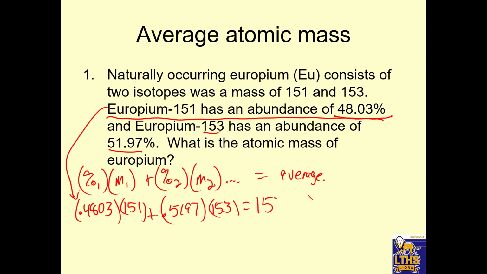And I got 152.04. I'm going to go 2 decimal places. Just go around. Okay? Does that make sense? It should be pretty close to the middle because these are about 50-50, right? But it should be a touch closer to 153, and it is a touch closer to 153.